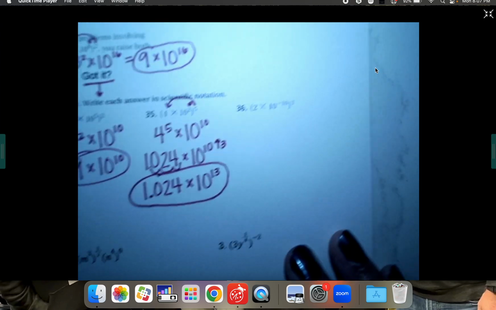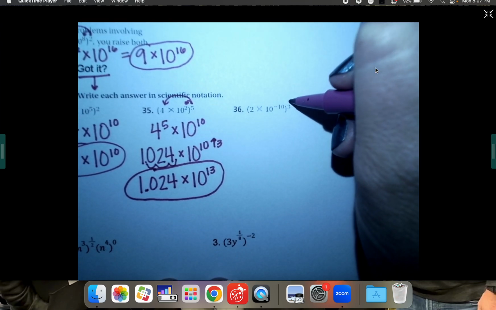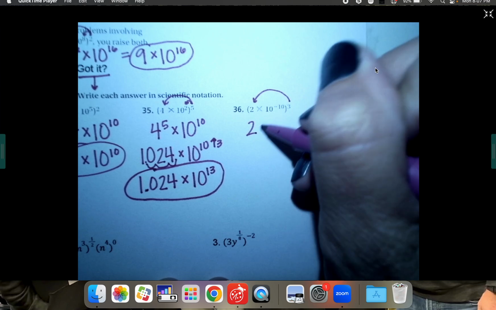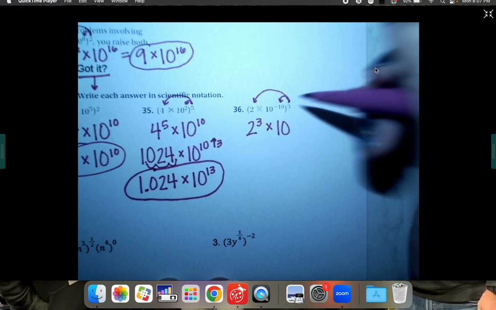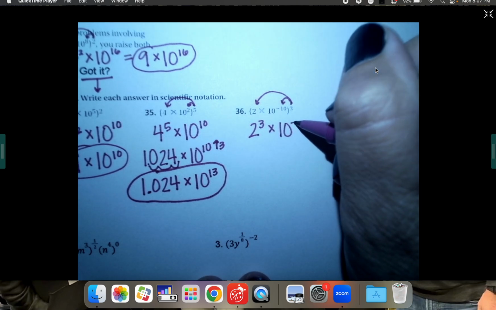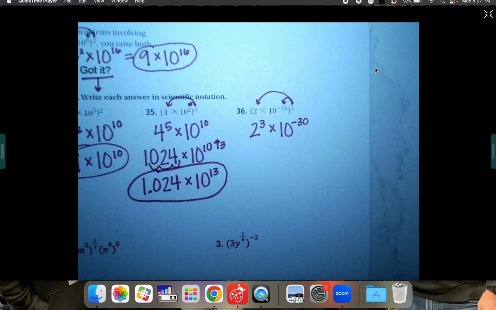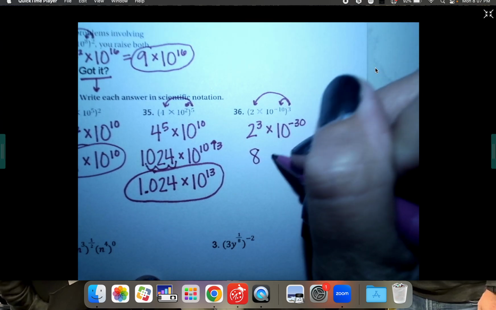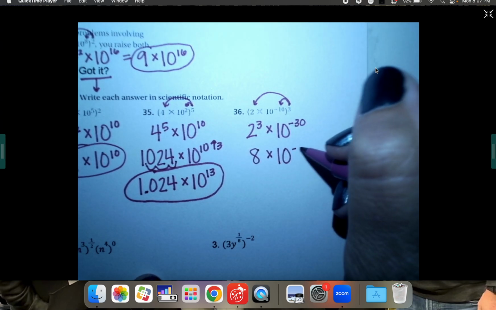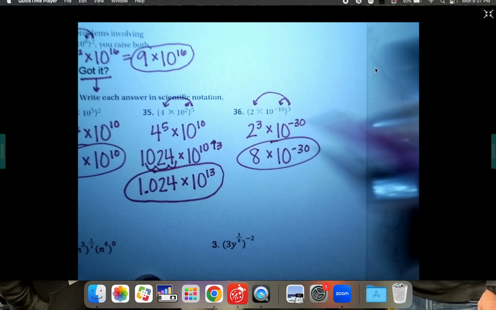Okay, last one of these, you're going to give the 3 to the 2, so 2 to the 3rd, times 10 to the 3 times negative 10, which is negative 30. All right, let's work this out and see. 2 to the 3rd power is 2 times 2 times 2, which is 8. Good, we're not going to have to change it because 8 is fine. Times 10 to the negative 30th.